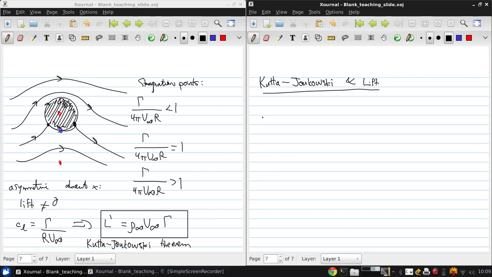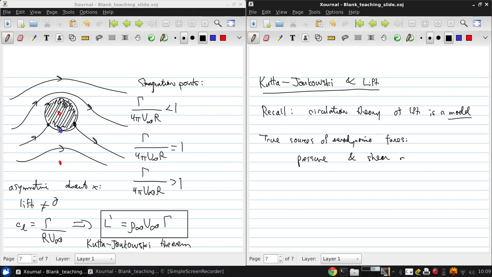One thing that's important to recall is that this circulation theory of lift is a model. So it's not really how lift is generated. Remember that the true sources of aerodynamic forces are pressure and shear stress distribution. But it's easier to get the circulation than the surface pressure, so the focus is on calculating this circulation.